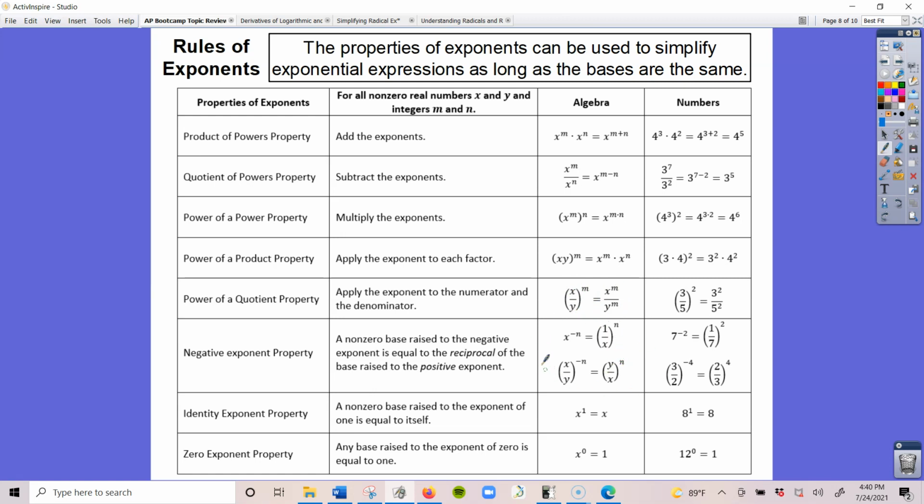This was the rule we just discussed. If you have a negative exponent, that just means that that particular term would move down to the denominator and then the exponent becomes positive. Or if it's a fraction, you would flip the fraction and make the exponent positive. Anything raised to an exponent of 1 is itself, and anything raised to an exponent of 0 is equal to 1.